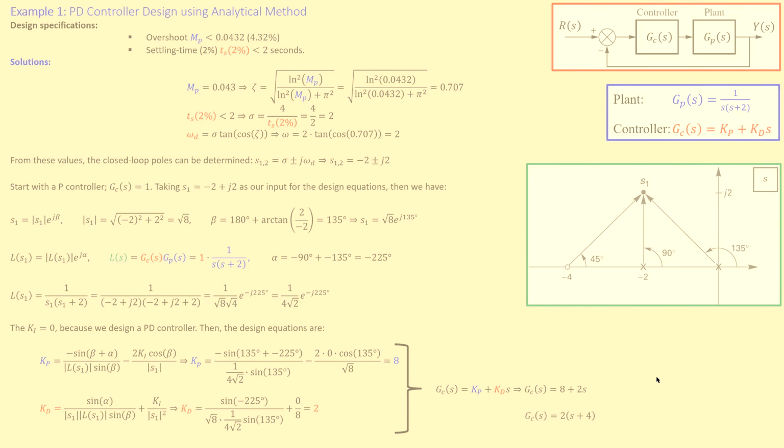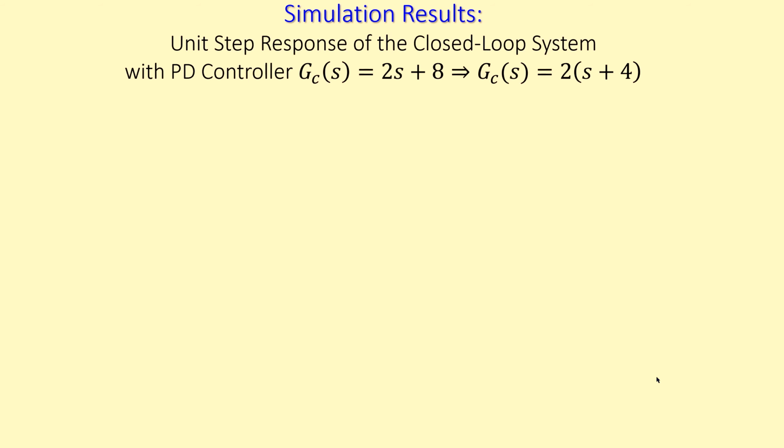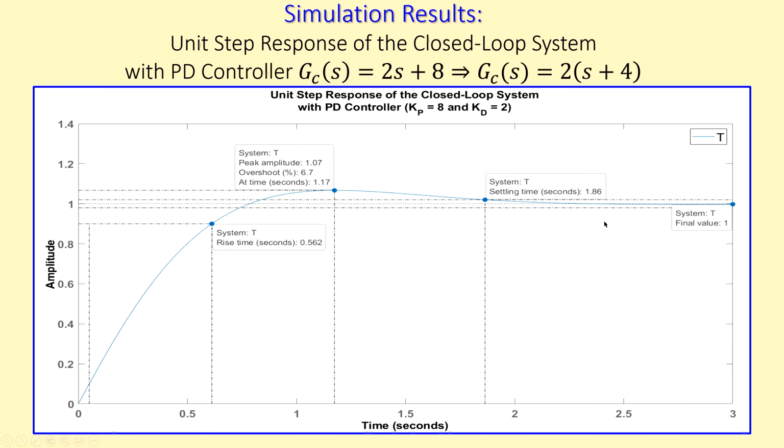So let's look at the simulation result using this. So we have now the unit step response of the closed-loop system with the PD controller with 2S plus 8, which is actually 2 times S plus 4. This is actually our controller. Now let's look at the unit step response. What you see is the following. We have now the plot of the unit step response. I have just called this T as the total system. And I see that the settling time is 1.86 seconds.